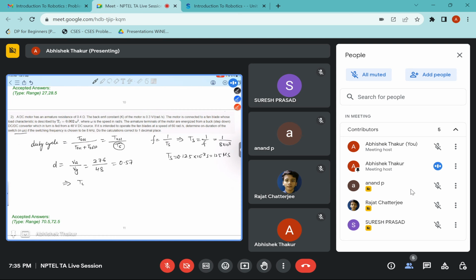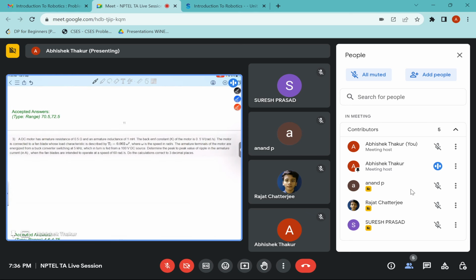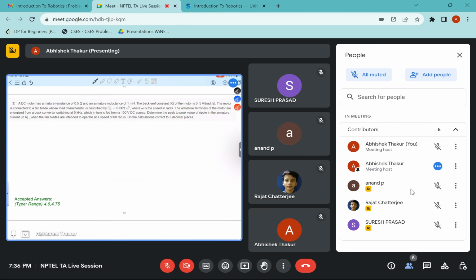Now we have to find the on duration. T on is equal to D into TS. So this will be 0.57 into 125 microsecond. So this will be 125 into 0.57, which is around 71.8 microsecond. So in this way you can solve this question. Now we will see the next question.